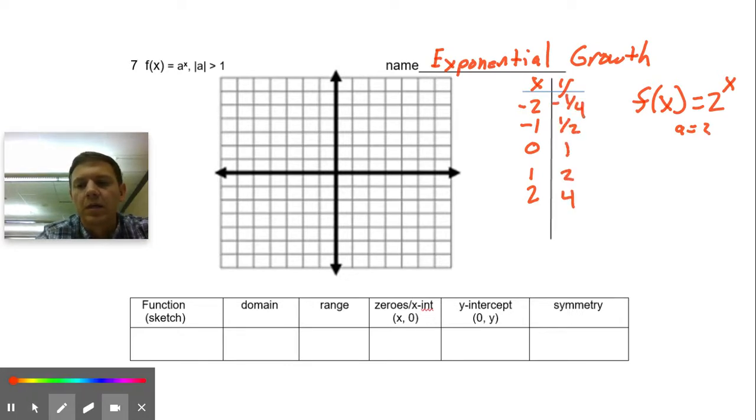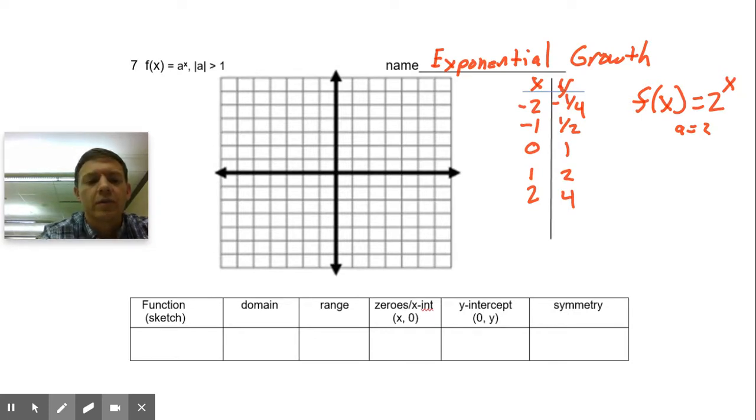Okay. And I get out the following y's. Negative 2, 2 to the negative 2 is 1/4. 2 to the negative 1 is 1/2. 2 to the 0 is 1. 2 to the 1 is 2. 2 to 2 is 4.